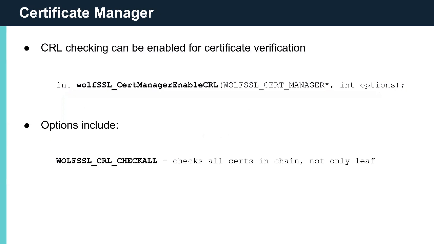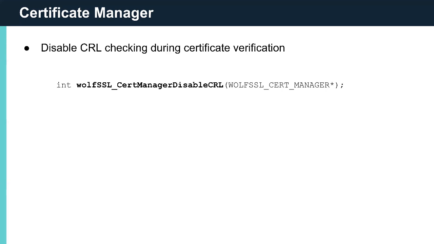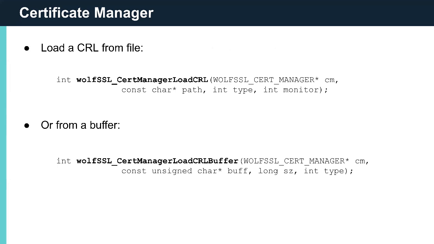I think right now we only accept one option, which is called wolfSSL CRL check all, which just indicates that you want to check all the certs in the chain against CRLs, not just the leaf server certificate. If you want to disable that at any point in runtime, you can call wolfSSL cert manager disable CRL. Once you have CRL support enabled in a cert manager structure, you need to load in the CRL file.